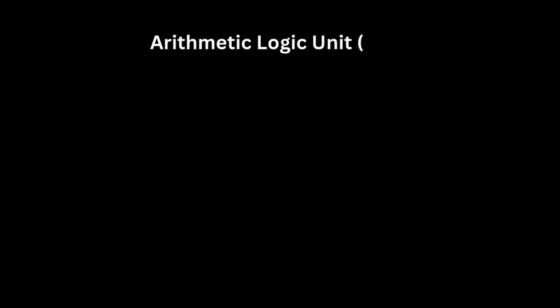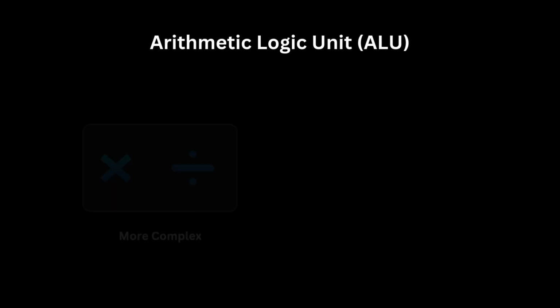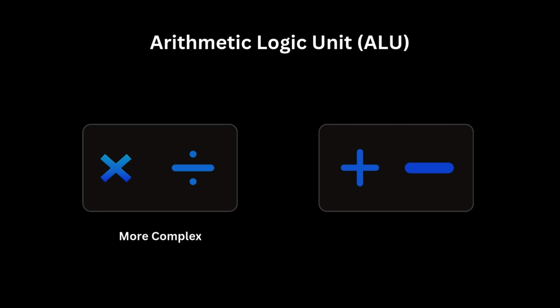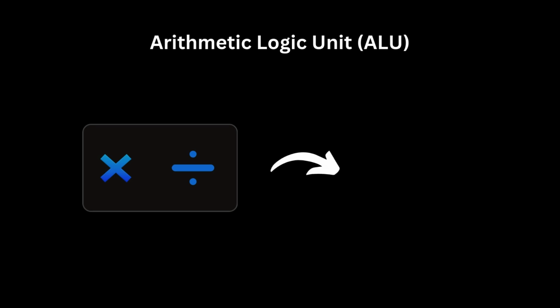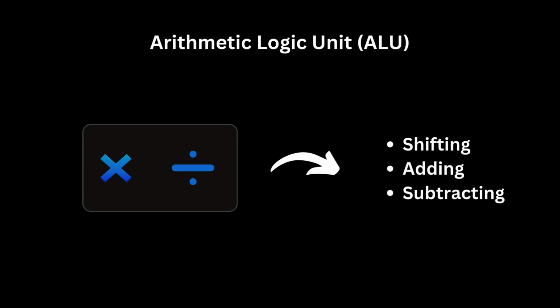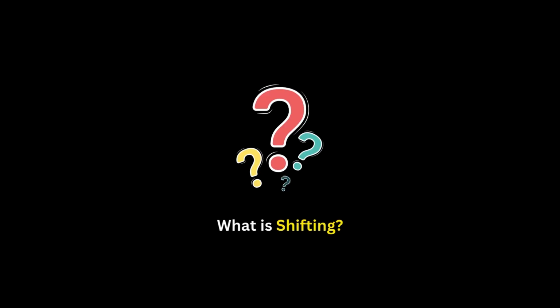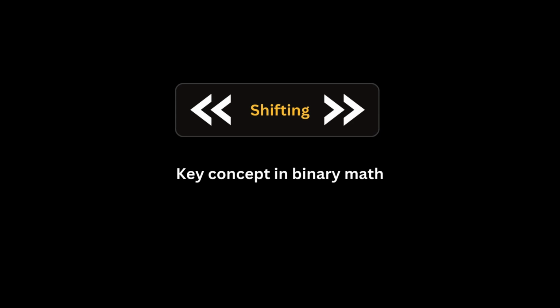In an arithmetic logic unit, ALU, multiplication and division are more complex than addition and subtraction, but they're still based on basic operations, like shifting, adding, and subtracting. Modern ALUs use optimized algorithms to perform these operations efficiently. But what is shifting? Shifting is a key concept in binary maths.